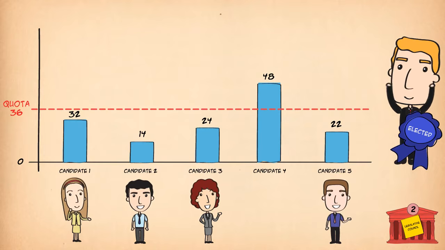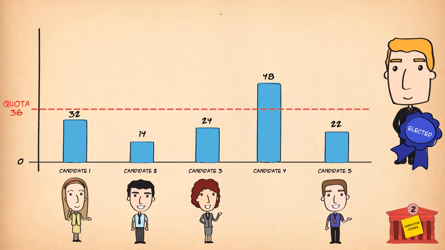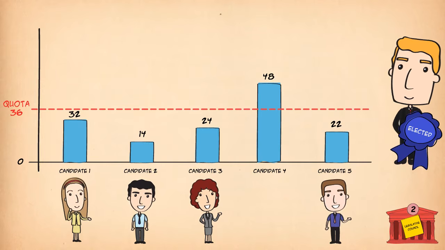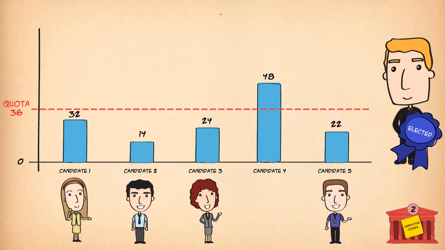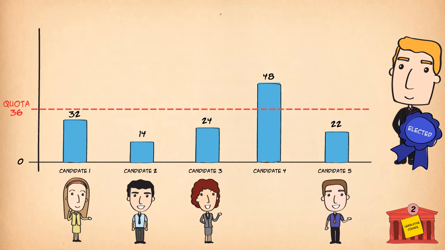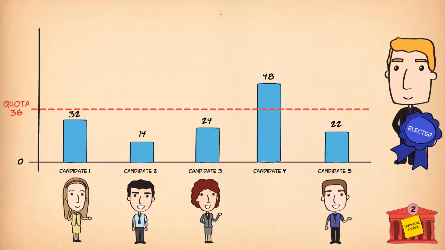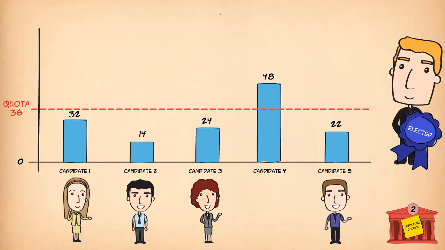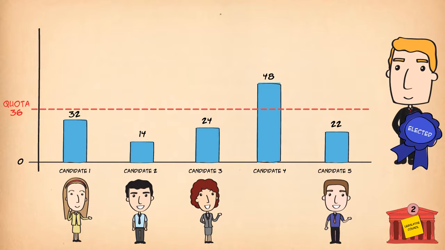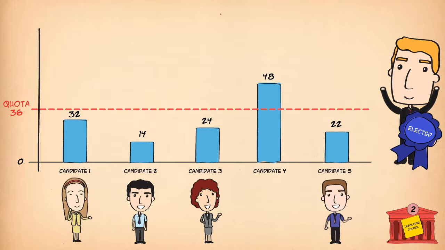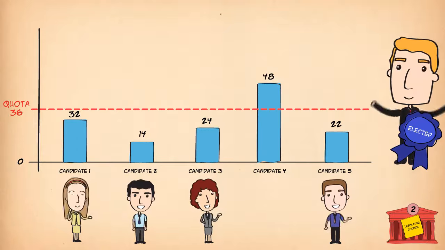Candidates win by reaching a quota, a certain number of votes. The quota is based on the overall number of votes and is different for each region. In the following examples, we show you how proportional representation works when 3 candidates are elected. For real Legislative Council elections, 5 members are elected. Candidate 4 has more votes than the quota and is elected.